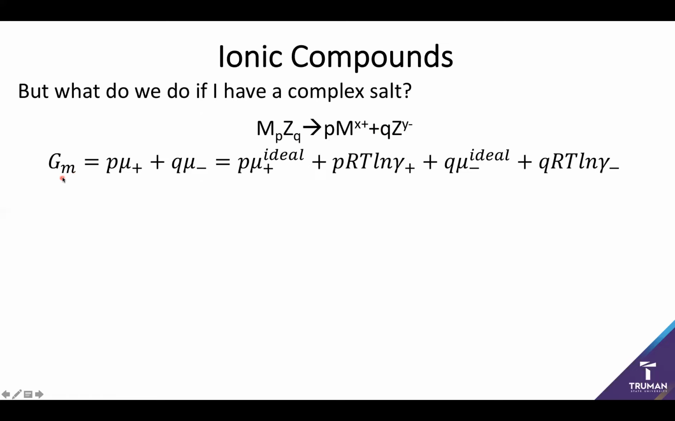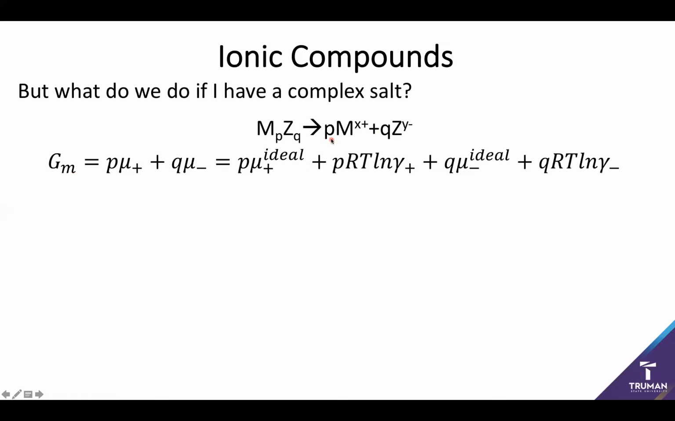So now when I'm looking at the chemical potential of the entire complex, I have to deal with the fact that I'm going to have P moles of my cationic complex per mole of the whole complex, and Q moles of the anion per mole of the whole complex. And this is going to essentially carry through when I describe the chemical potentials of the individual components.